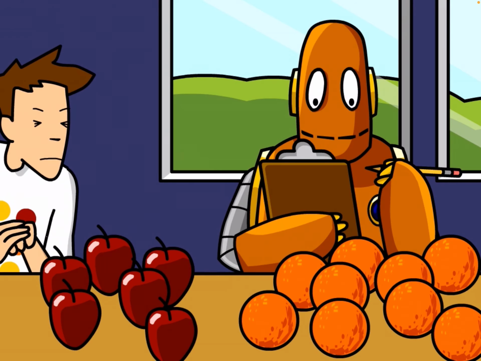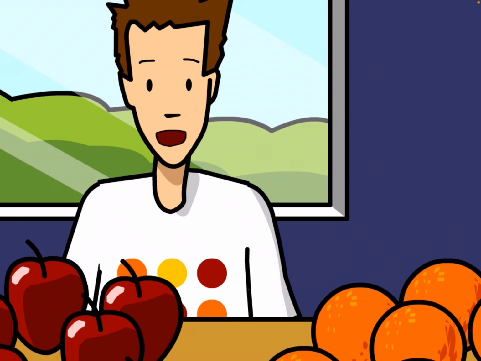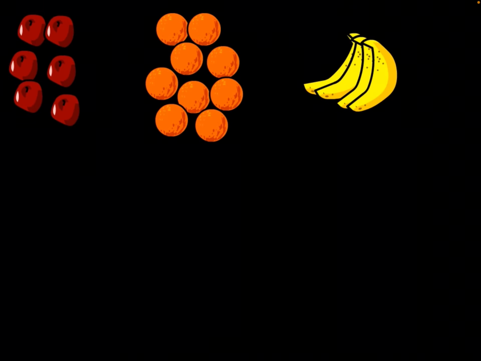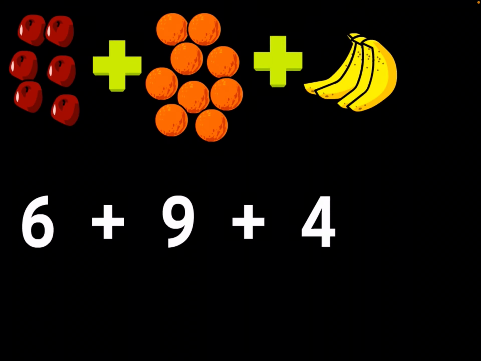Ow! Dear Tim and Moby, what's the associative property all about? From Malcolm. The associative property deals with grouping numbers and works for multiplication and addition. You may not be able to mix apples and oranges, but we can add and multiply them. Let's throw some bananas in there too. We've got 6 plus 9 plus 4 equals 19 pieces of fruit.